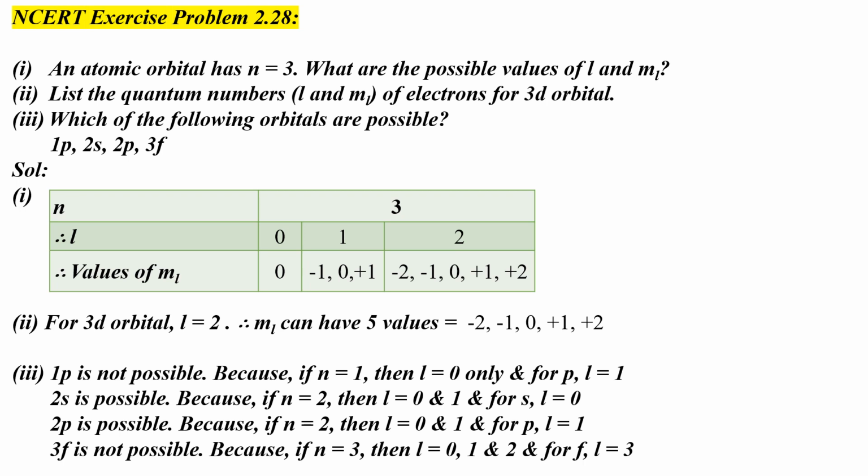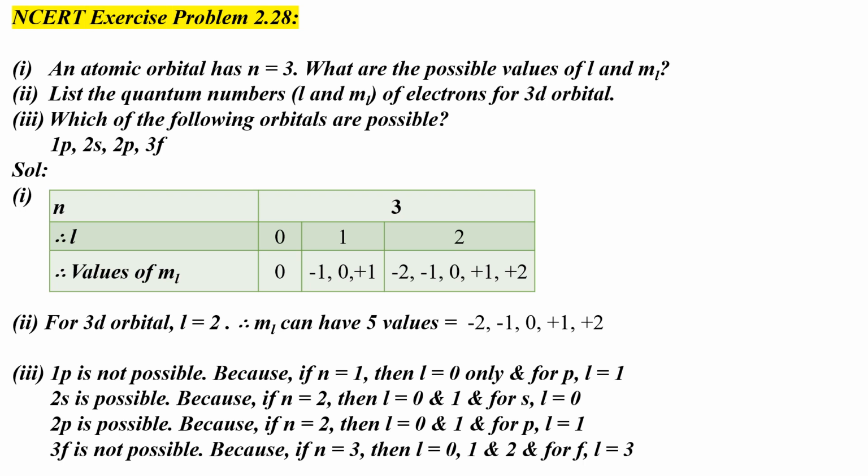Now coming to the third orbital given, 2p. Is this possible? Of course it is possible. Why? Here the value of n is 2. When the value of n is 2, L can have 2 values. What are they? 0 and 1. And in the given orbital, what is the orbital specified? It is p. When you need a p orbital, the value of L has to be 1. And is it satisfied for n equal to 2? Yes. L can have 2 possible values, 0 and 1. So the orbital 2p is possible. It is an allowed orbital.